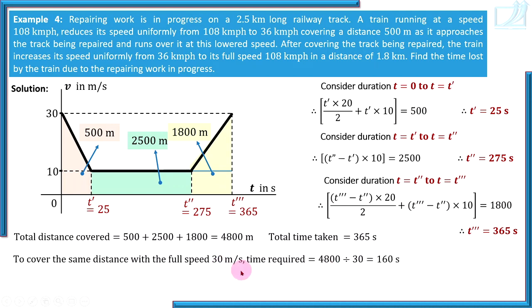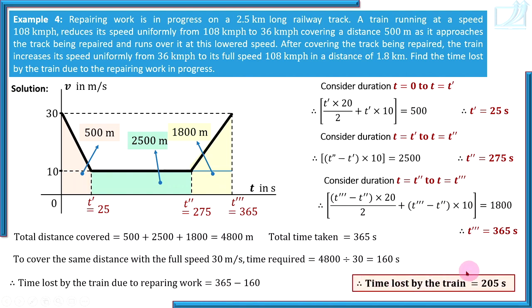30 meters per second, simple mathematics. So to cover 4800 meters, how much time is required? 4800 divided by 30, that is 160 seconds. At its full speed, the train would have covered this distance in 160 seconds. But actually, due to this repairing work, the train took 365 seconds. So how much is the time wasted by the train? 365 minus 160. So the time lost by the train is 205 seconds.